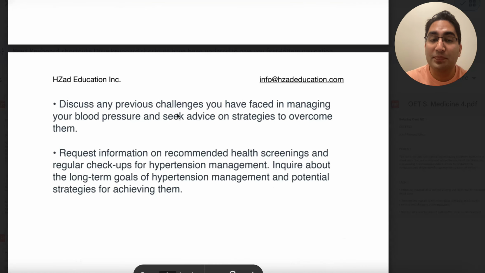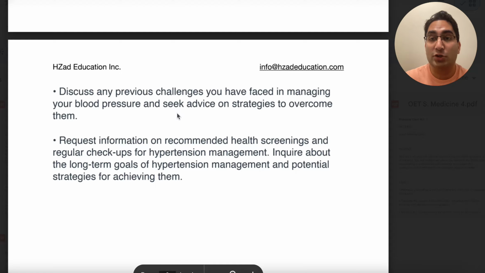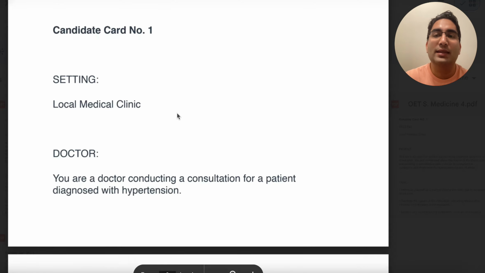You can look at it if you would like in your preparation time, but I suggest you give it the least amount of time, just so you can skim over it and understand how the patient would react to your questions. However, the main candidate card you want to look at is this one. This is where you understand your roles and what you have to say.